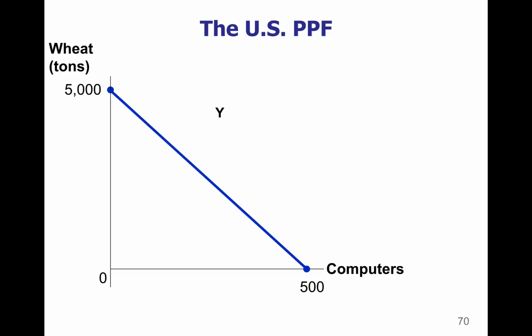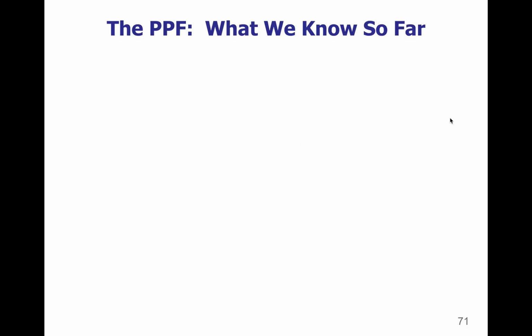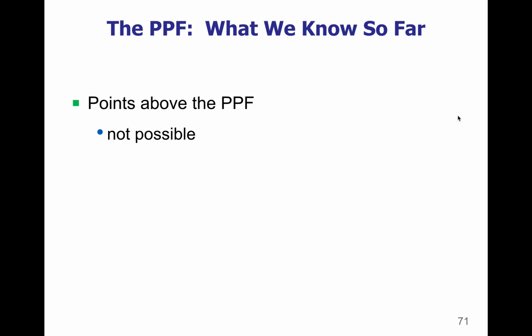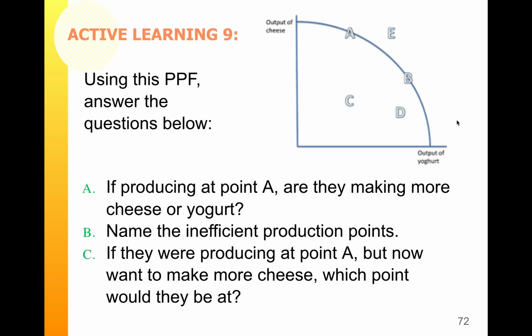Now, if you look at this one, point Y is outside of the current PPF, or to the right of it. Points outside the PPF are points that are not currently possible. They're not possible with the resources we have available now. But in the future, if we were to gain more laborers, more workers working more hours, we could produce more wheat and/or more computers as well.